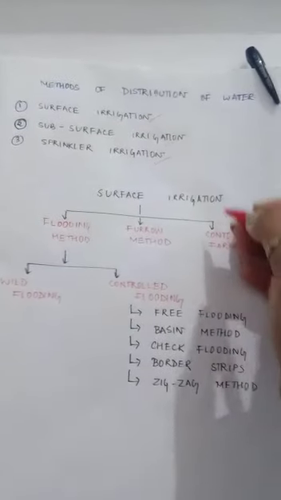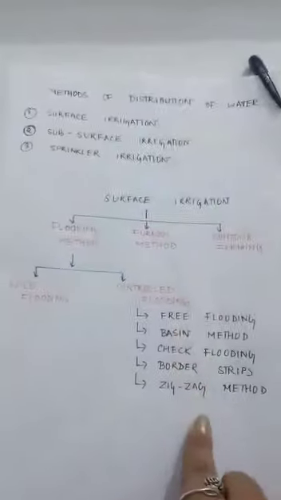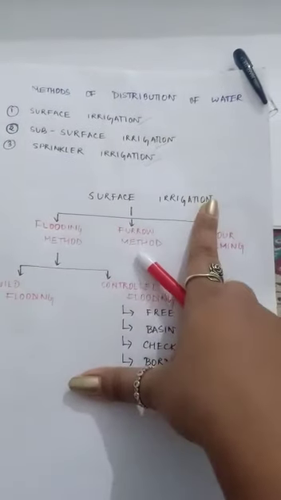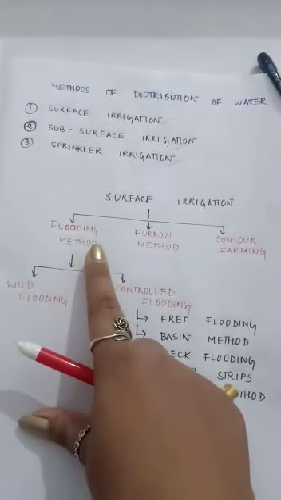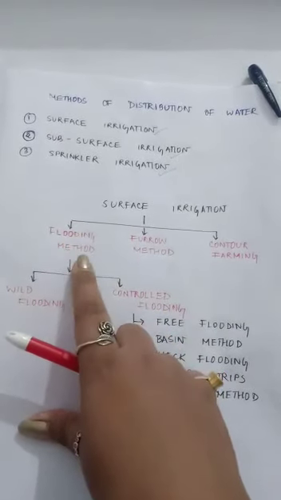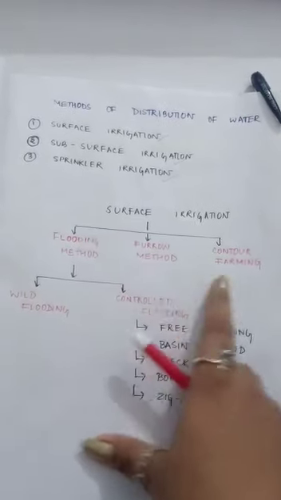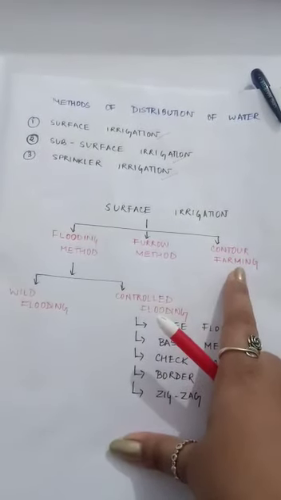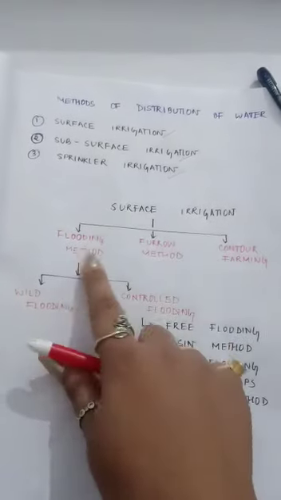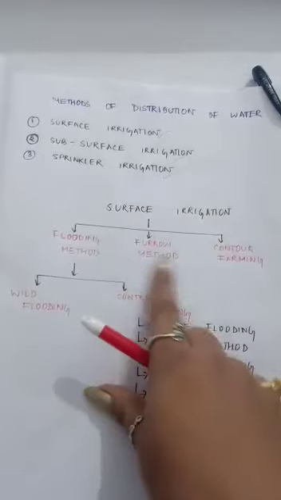Again, there is another classification of the surface irrigation. Surface irrigation is of three types. The main one, as you can see, is the flooding method. Next, number two, is the furrow method. Number three is contour farming. So these are the main classifications of surface irrigation.